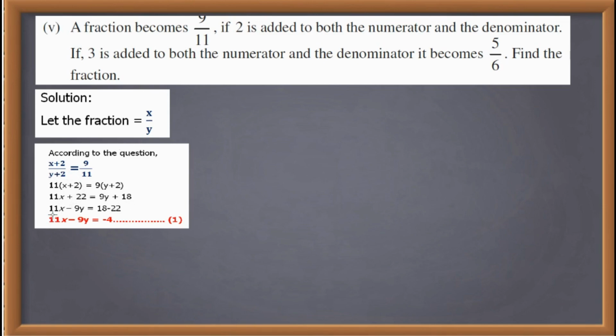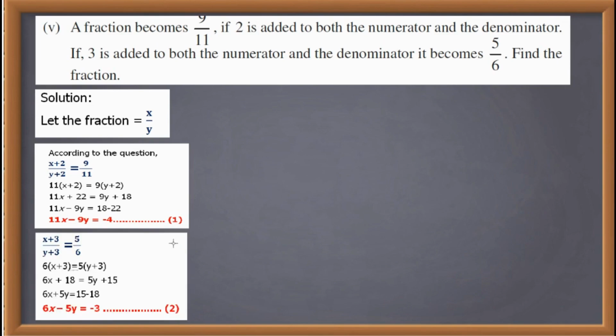So we'll bring all the terms together. 11x plus 9y moves to here, minus 9y, is equal to 18 minus 22. 18 minus 22 is minus 4. I will take it as first equation.